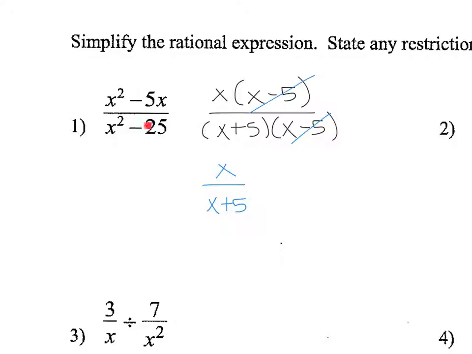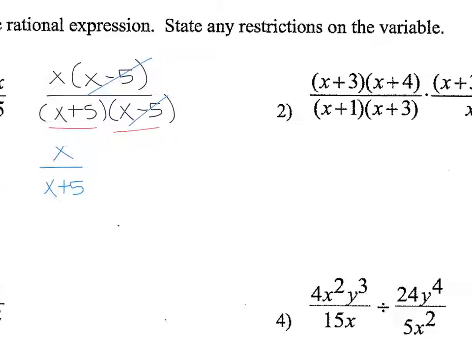So you need to look at restrictions in the beginning of the problem and any other time during the problem. So you never want to divide by 0 at any point in your problem. So I'm going to set this part equal to 0. So this means that x can't be equal to negative 5 and x can't be equal to 5.